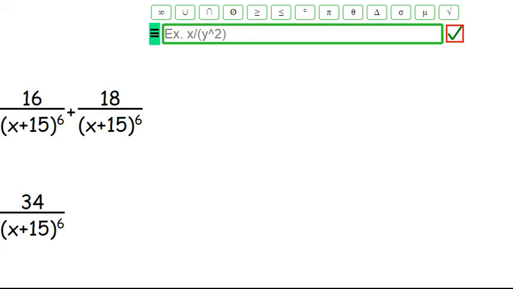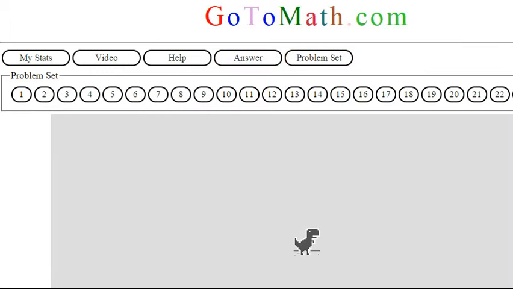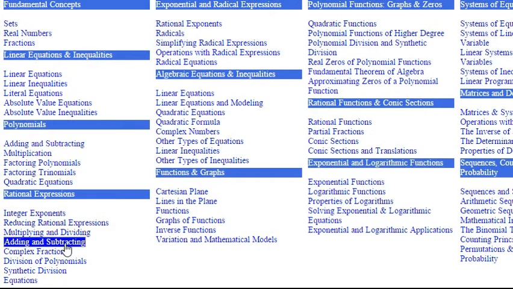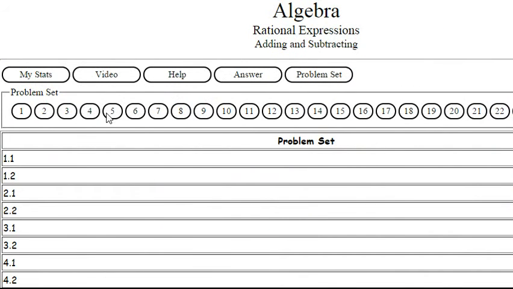Interesting. Alright, so what are we doing here? We're over here at gotomath.com. Checking it out. See you next problem. Bye. Okay, we're at gotomath.com. Click on the algebra. Let's go down to adding and subtracting. What are we doing here?